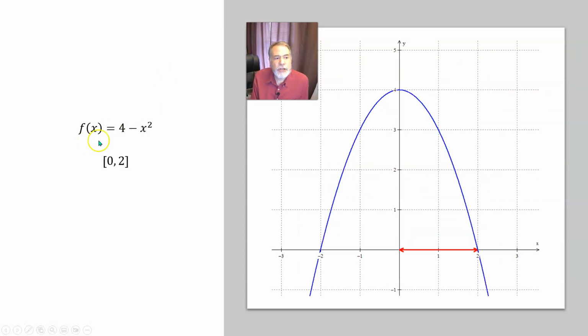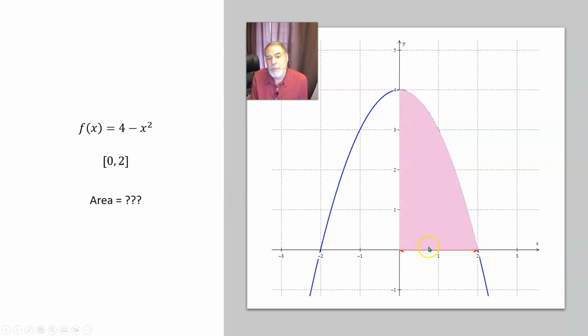Now what if your function is f of x equals 4 minus x squared, and your interval is the interval from 0 to 2? The area would be, well, I don't know. We're talking about this region here that I've shaded in pink. But it's not just a simple geometric figure like a rectangle or a triangle, though we have a nice simple formula for the area.